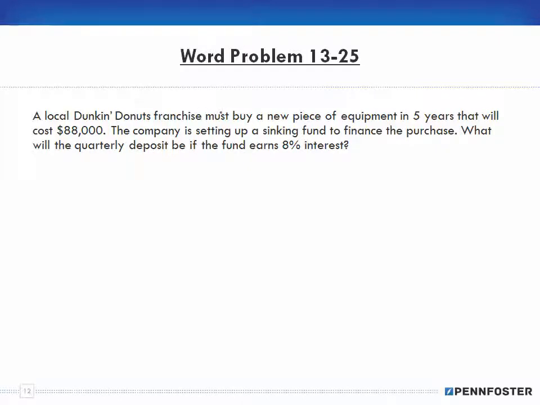A local Dunkin' Donut franchise must buy a new piece of equipment in 5 years that will cost $88,000. So in 5 years, that will cost $88,000. The company is setting up, so that's like a future value, okay? The company is setting up a sinking fund to finance the purchase. What will be the quarterly deposit?